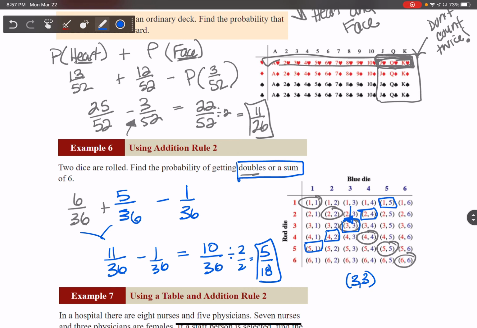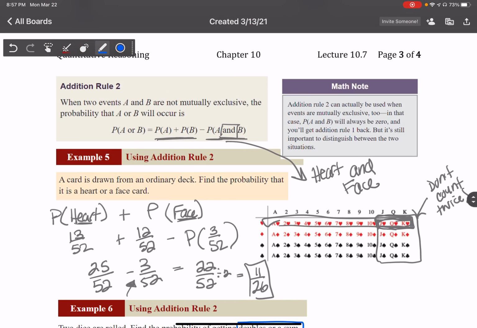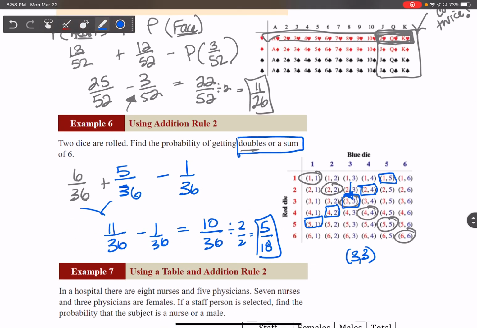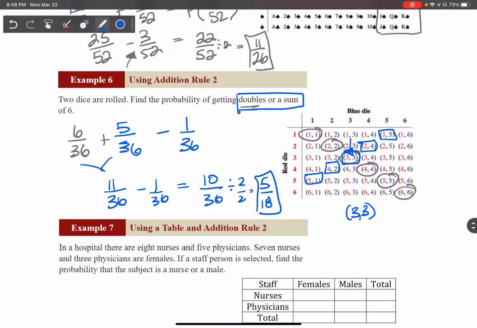Okay, so once again, when we're using this rule, when our events are not mutually exclusive, we start off with the probability of each one. We add them together, and then we subtract where they both happen at the same time.